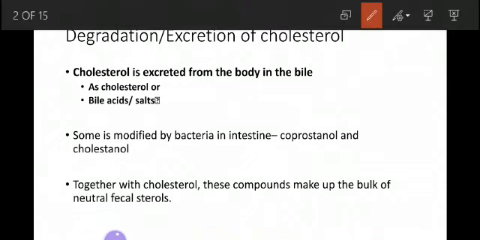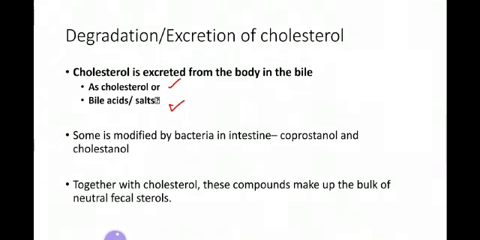Cholesterol can be excreted from the body either as such in the form of cholesterol, or in the form of bile acids or bile salts. Some of the cholesterol is modified by bacteria in the intestine and changed into coprostanol and cholestanol. Together with the cholesterol, these compounds make up the bulk of neutral fecal sterols.